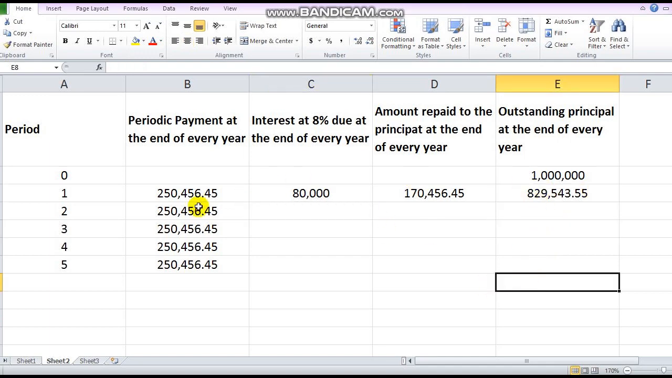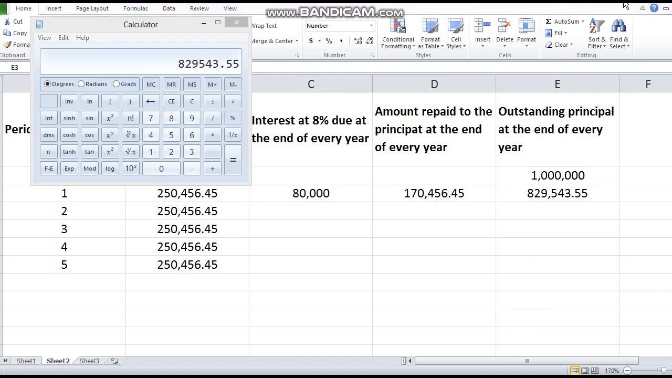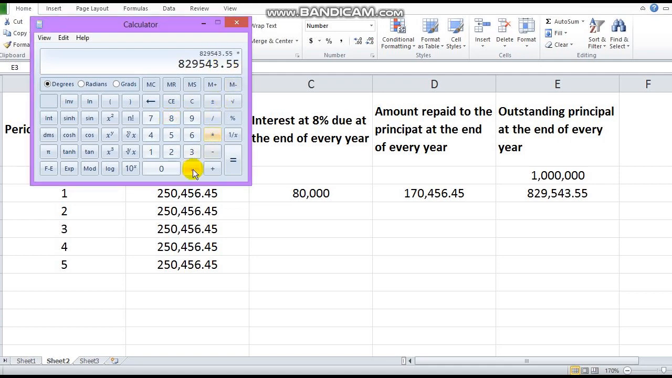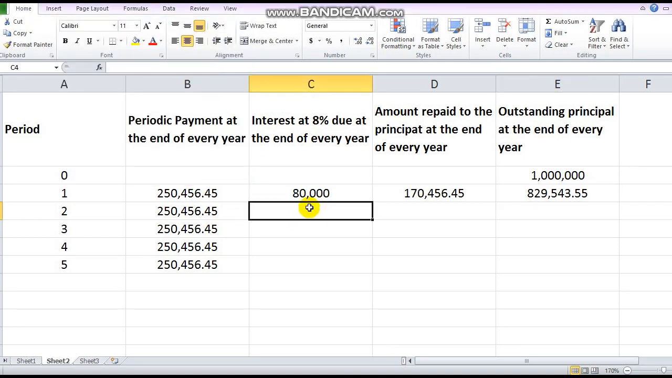So there comes another year where we're going to pay 250,456.45. So we're going to get the interest again, but this time we're not going to take the 1 million. We're going to take the 829,543.55, multiply it with 0.08 times 1. We're getting the interest here. So that would be 66,363.48. We're going to round it off to 2 decimal places since it's money. So that will be the interest due for the second year.